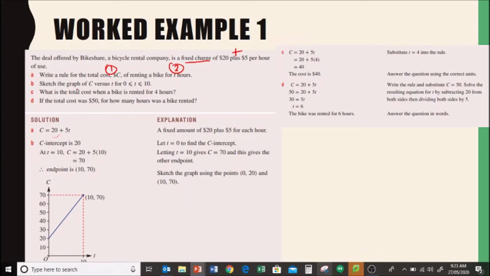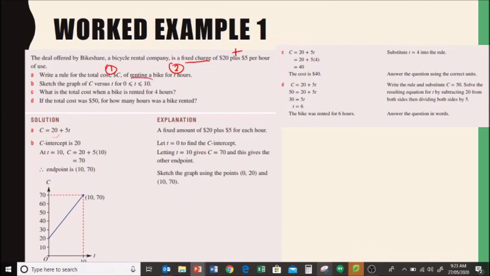So in B, it says to sketch the graph of C versus T. Now that sounds really confusing. All you need to know is you need to be able to identify which variable is your x-axis and which one's your y. So that's what B is saying.